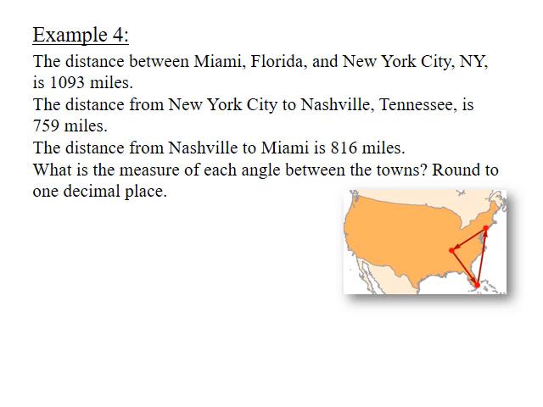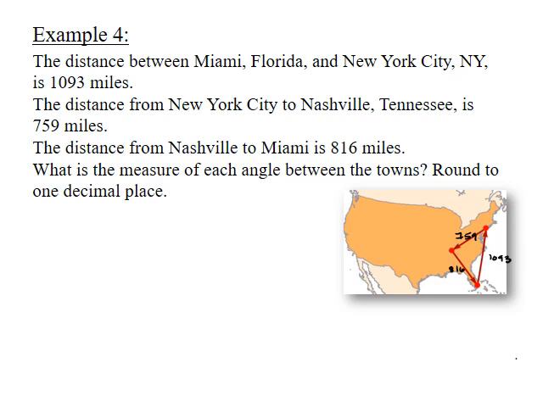Okay, so in this one, we are talking about the distance between several cities. And let's go ahead and label this. So the distance between Miami and New York City is 1,093 miles. I have no idea if this is accurate or not. The distance from New York City to Nashville is 759 miles. And the distance from Nashville to Miami is 816 miles.